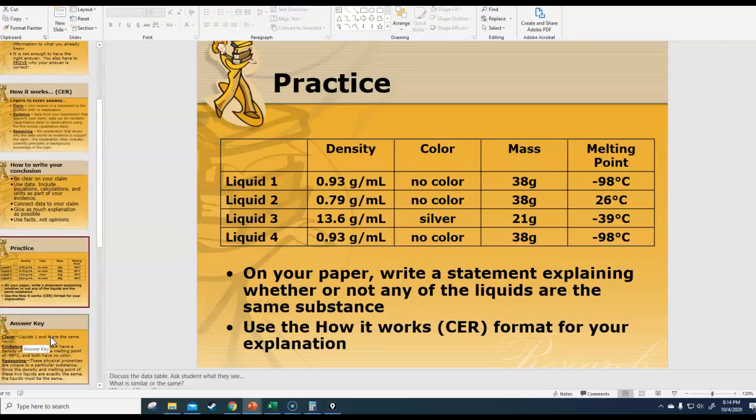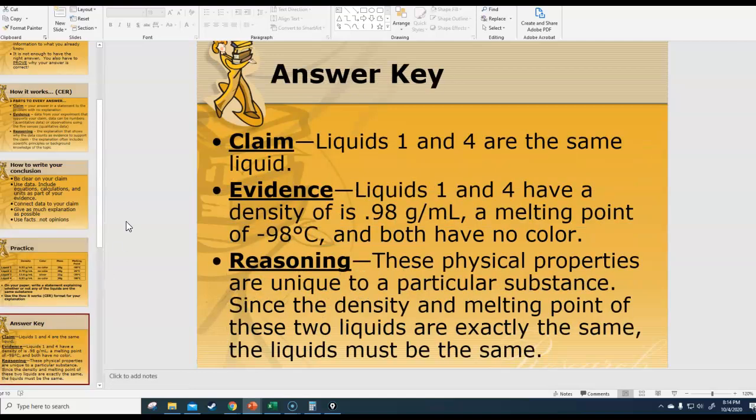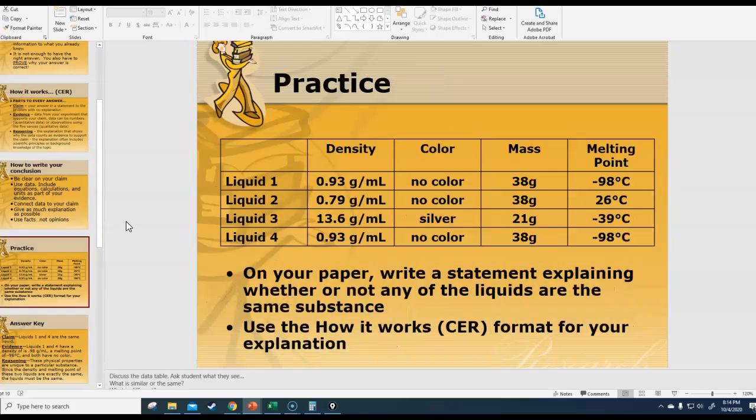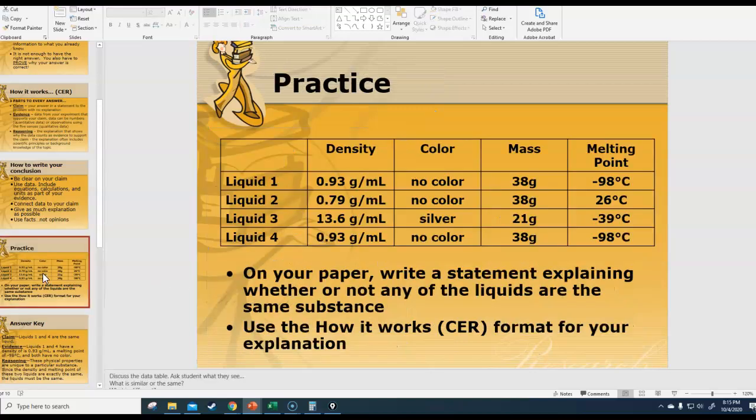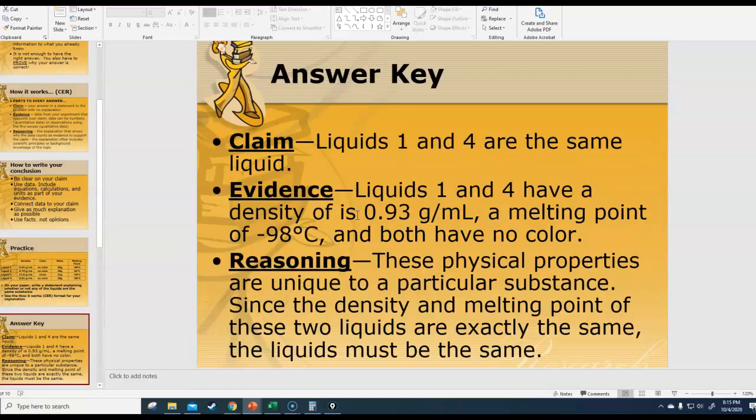Okay, so here's what you should have written as far as your claim, evidence, and reasoning goes. Okay, your claim should have ended up being liquids 1 and 4 are the same liquid. Okay, your evidence in this case is based off of the fact that liquids 1 and 4 have the same density. If you go back and look at the chart, they have the same density. It's 0.93 grams per milliliter. Okay, so this is actually a little mistake there. It should be 0.93 grams per milliliter. They have the same melting point. If you look at the chart, liquid 1 and 4 have the same melting point. And they both have no color.